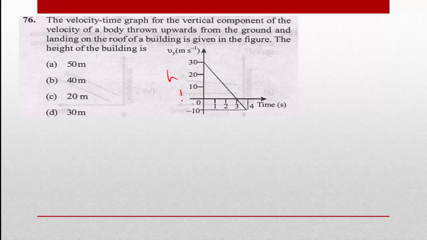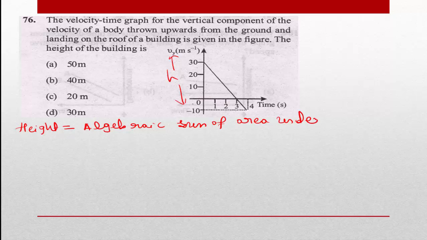The height of the building is equal to the algebraic sum of the area under the velocity and time graph.